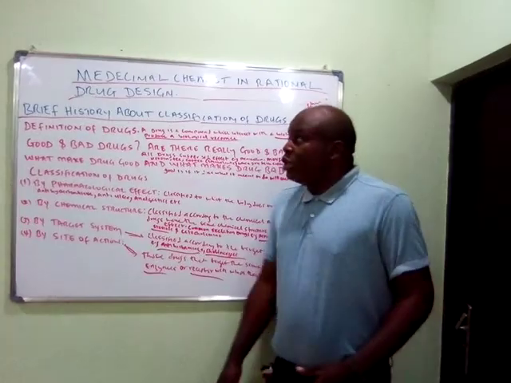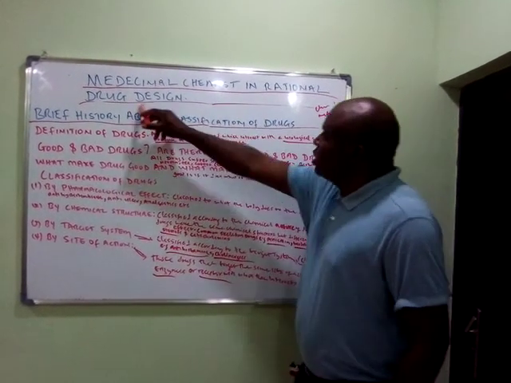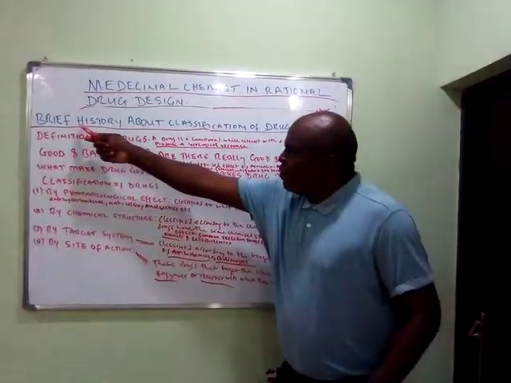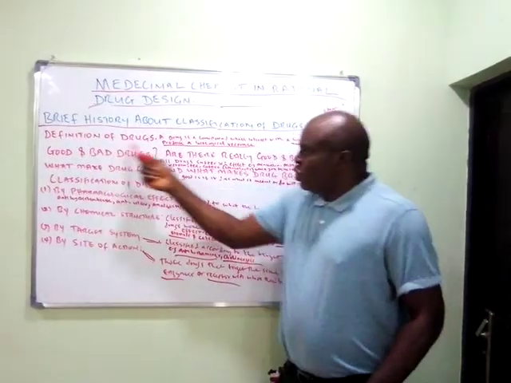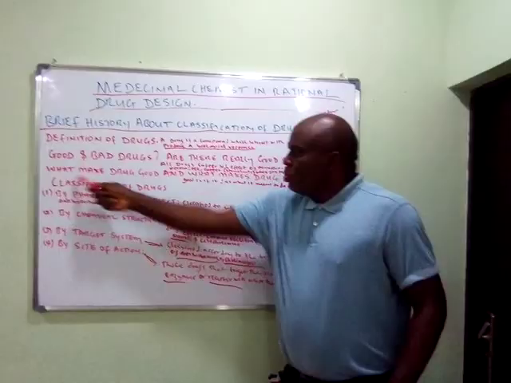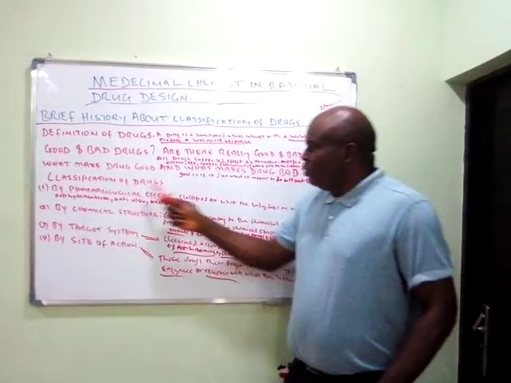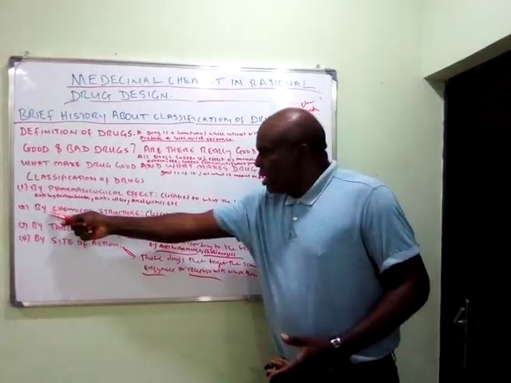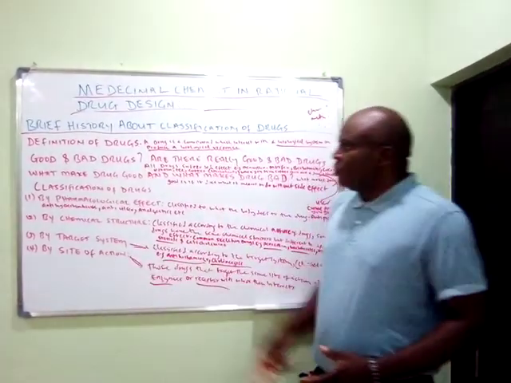Today we're going to be looking into what I titled Medicinal Chemistry in Rational Drug Design. We're going to be looking into a brief history about the classification of drugs, the definition of drugs, good and bad drugs, what makes a drug good and what makes a drug bad. Classification of drugs: number one, by pharmacological effects, by chemical structure, by target system, and by site of action.